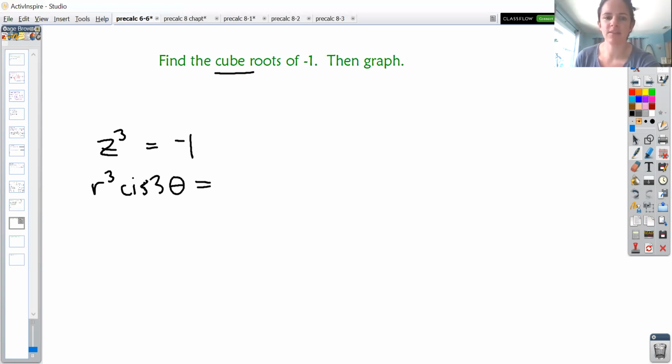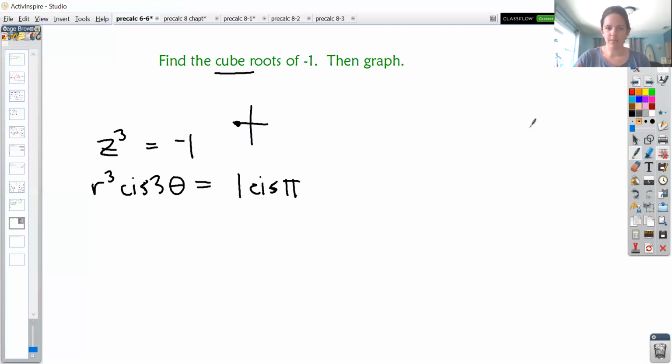So think about that. -1 would be -1 plus 0i. And so the angle there, if you just think about where that would be, that would have a radius of 1, right? It's 1 unit away from the origin, and it's at the angle pi. So far I haven't actually done anything except to rewrite the left-hand side and the right-hand side both in trig form.